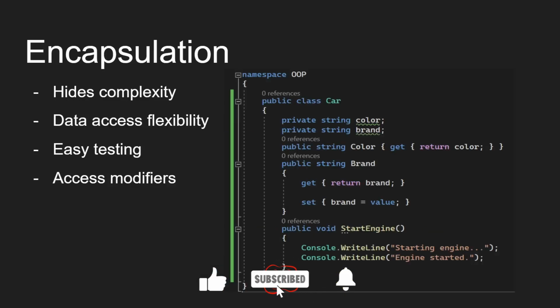Next one could be encapsulation. So encapsulation is there to hide complexity, and there is some way of achieving data access flexibility. So if we take a look at this example, we have a car which has its own color and it has brand. As you can see, the car has two fields which are private, which means that we cannot access them. We have a getter and setter, but in case of color, we are going to have only the getter, which means that we cannot set the color of the car.